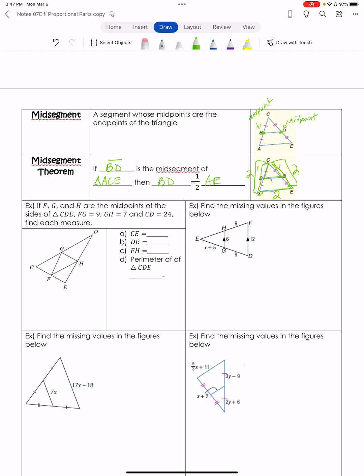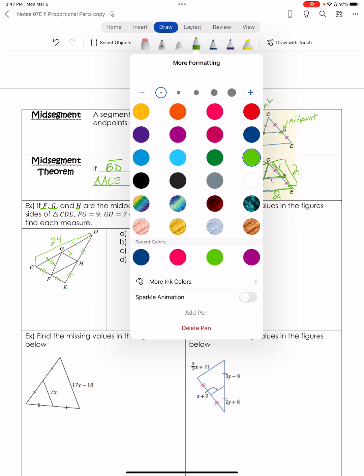So I'm going to label F, G, and H as midpoints. So I know here is congruent to here, this is congruent to this, and this side is congruent to this part. FG is 9, GH is 7, CD is 24. Okay, and it says find each measure.